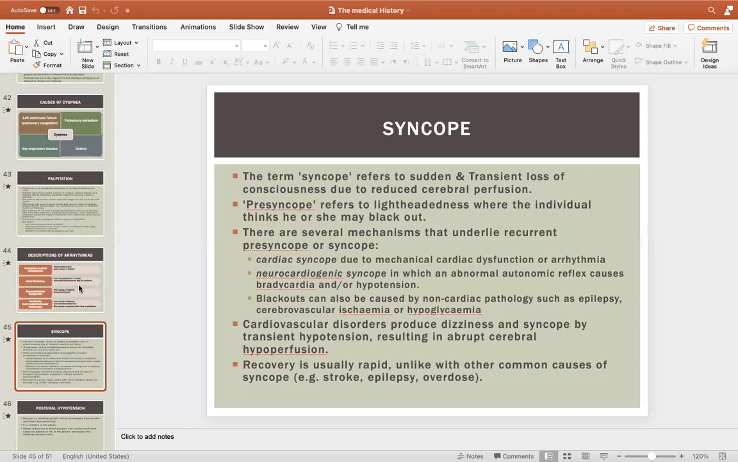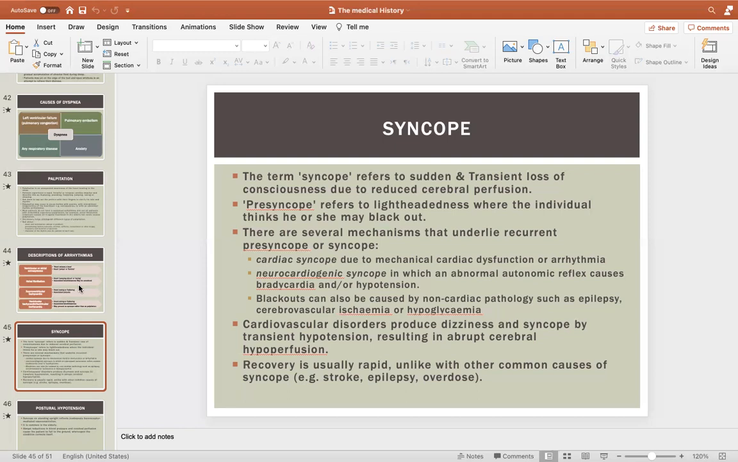Arrhythmia is the same thing. For example, atrial fibrillation might cause syncope, or ventricular fibrillation also might cause syncope because of the ineffective cardiac contractility and inability of the heart to pump enough blood to maintain enough cerebral perfusion.